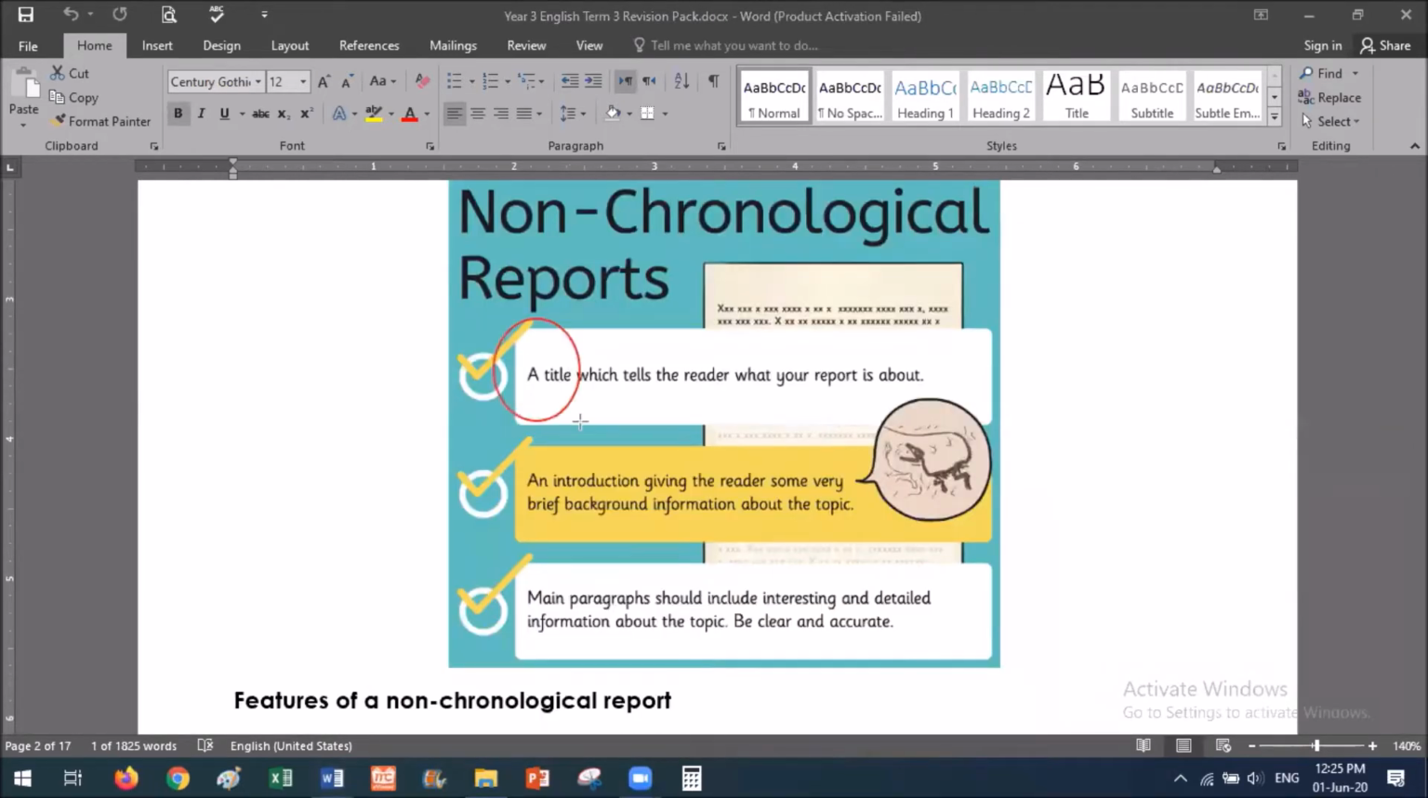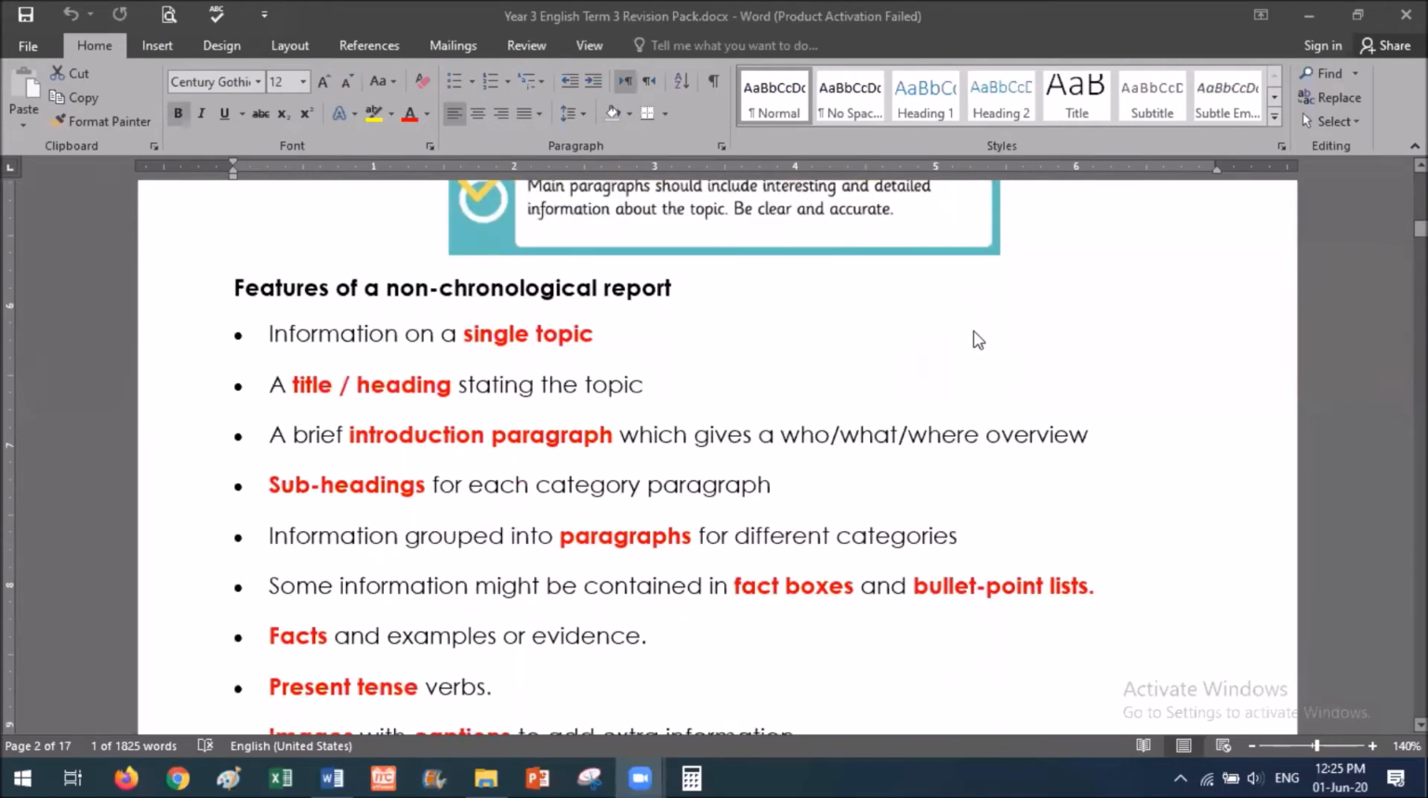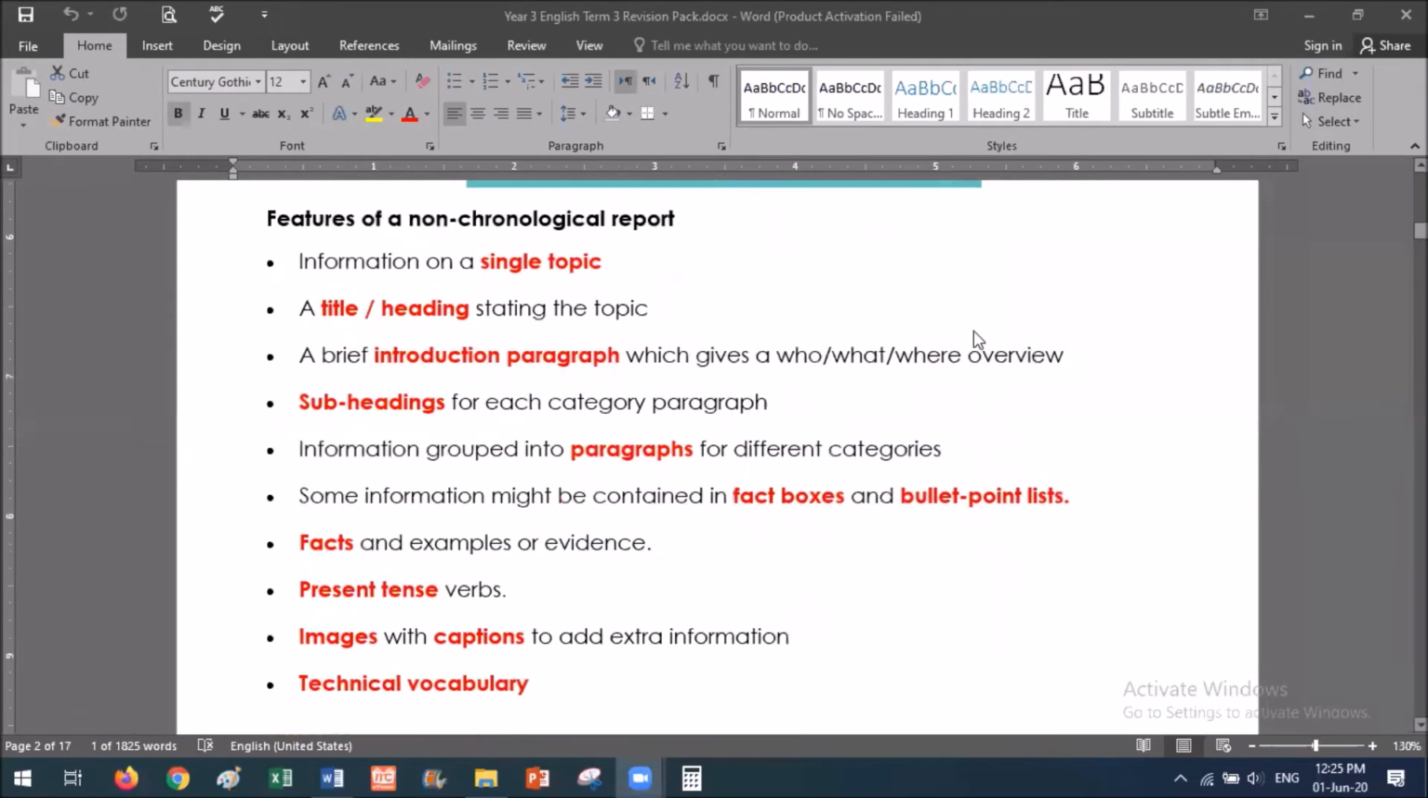So we know that we have a title and we have an introduction. A lot of you forgot your introduction sentences. I had to send you feedback and you have to remember to do them. And then also we know that we have paragraphs, and they should be interesting and detailed information about the topic. We had different features, and there were lots of them.